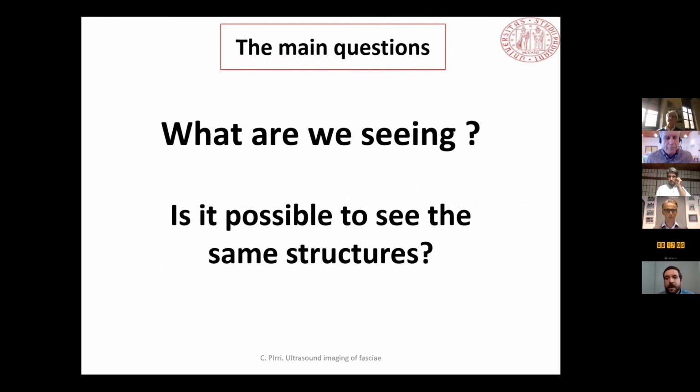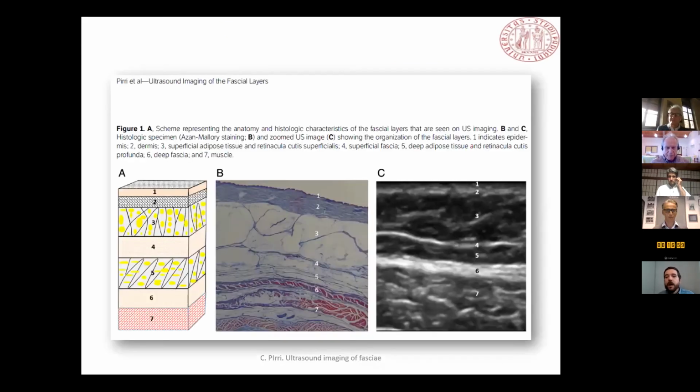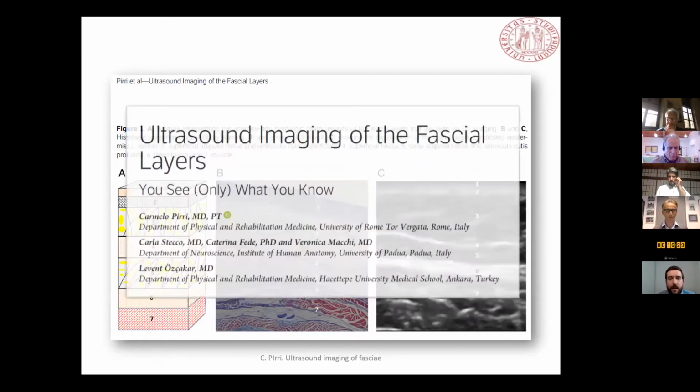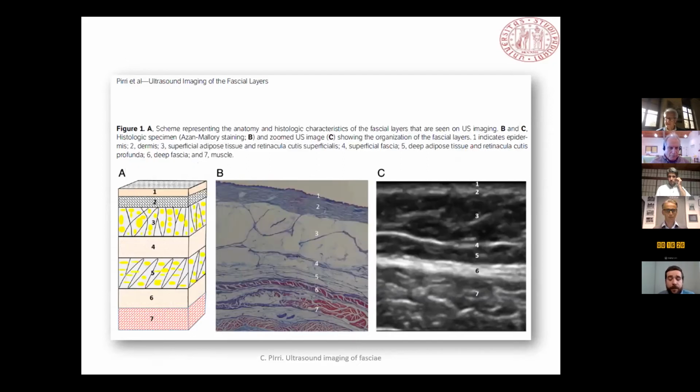For me, the two main questions are: what are we seeing? And is it possible to see the same structure? For this, we wrote a commentary about this topic, and we correlated our scheme, our histological specimens, and an ultrasound image, and the images speak for themselves. There is a crucial and important correlation between, for example, the image of the superficial fascia and the superficial fascia on the histological specimen, but also for the deep fascia.